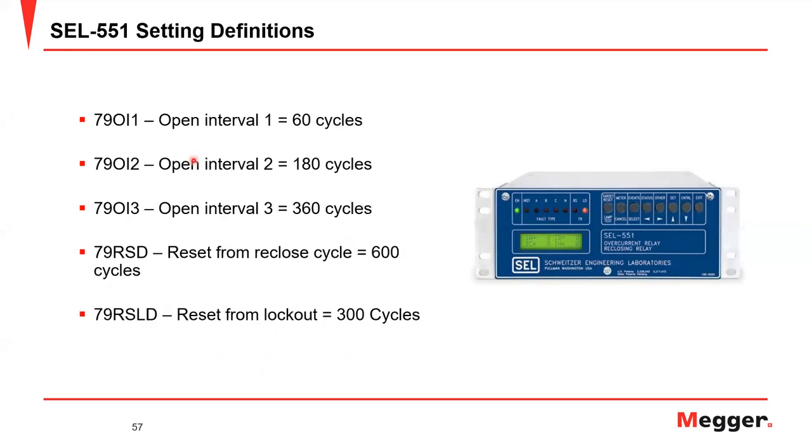Okay, and we have our open intervals. Reclose intervals are set to 60, 180, and 360 cycles. There's 2 different resets in a relay like this. One is reset from reclose cycle, that's 600 cycles, and reset from lockout is 300 cycles. These are actually factory default settings. I saw no need to change those. We actually will be testing all 5 of these characteristics, and while we're at it, we may as well capture 3 trip times as well.